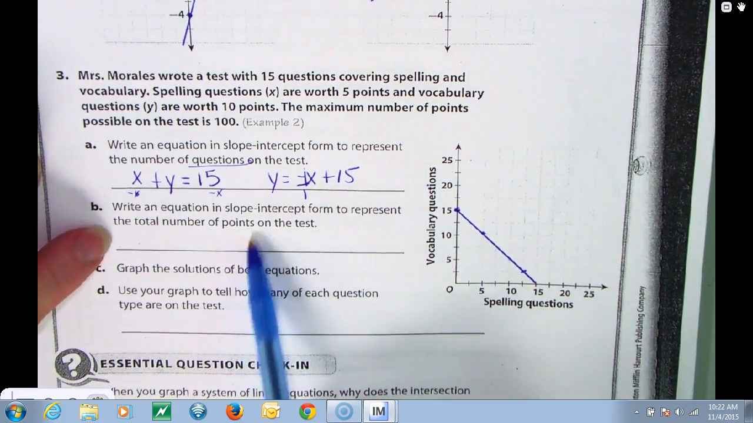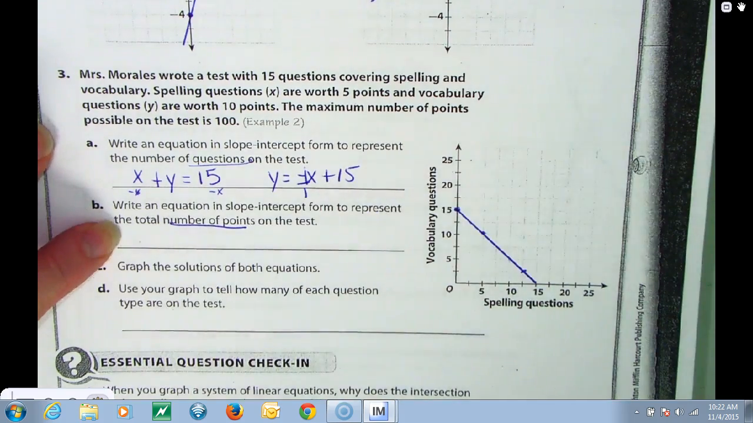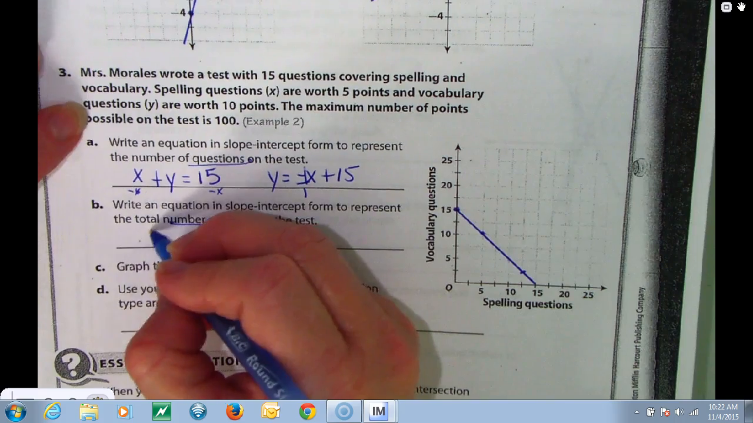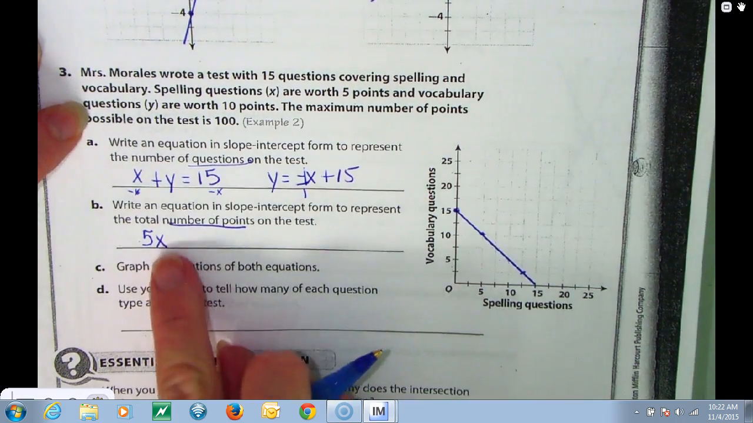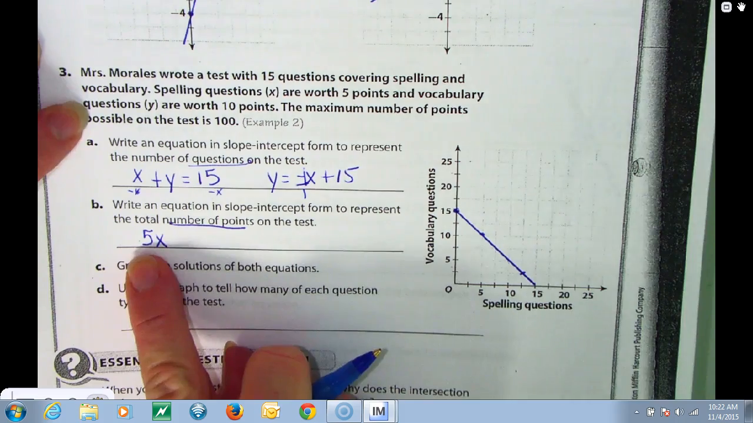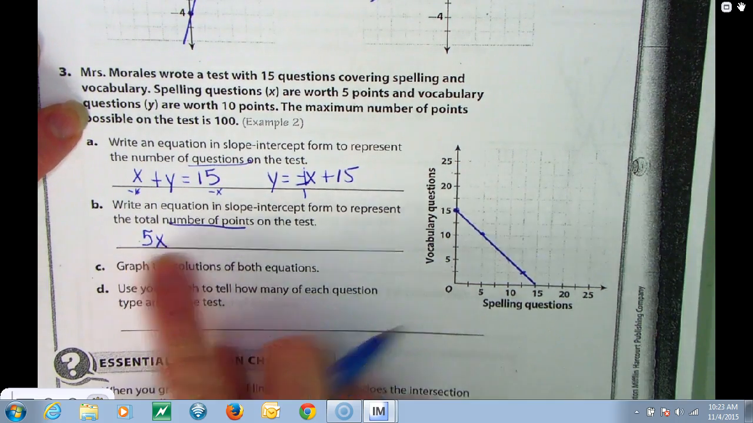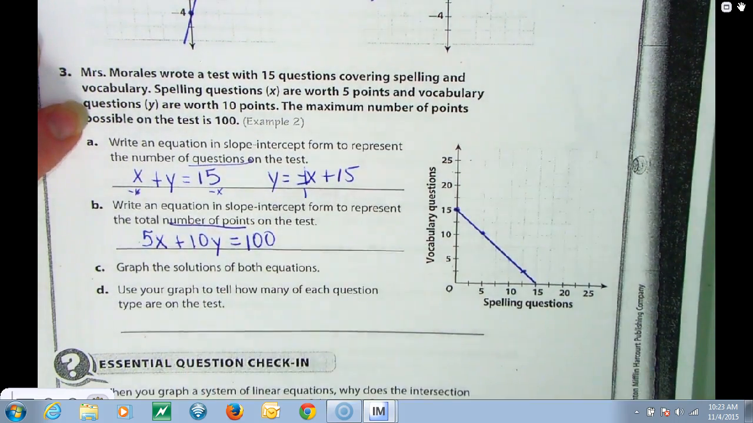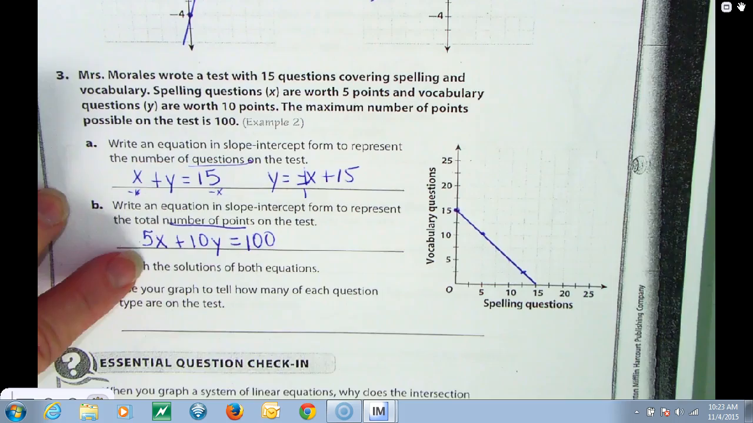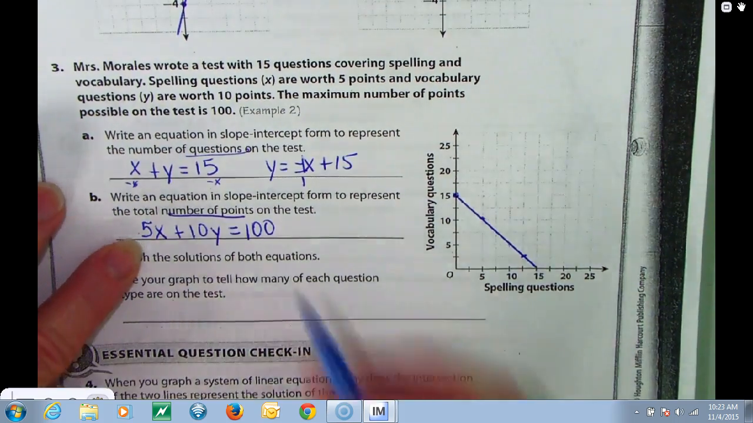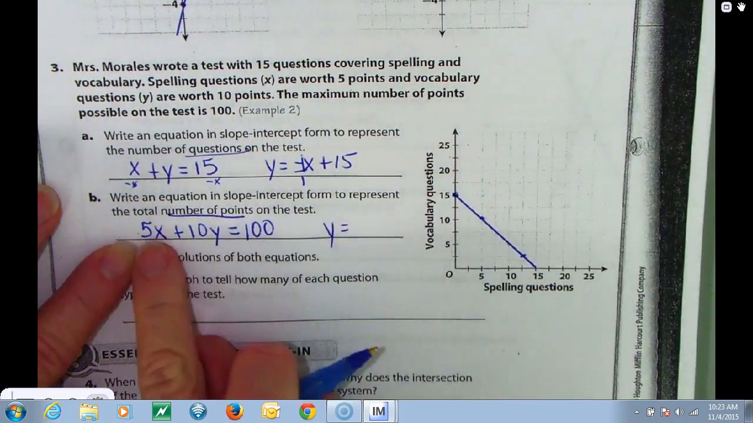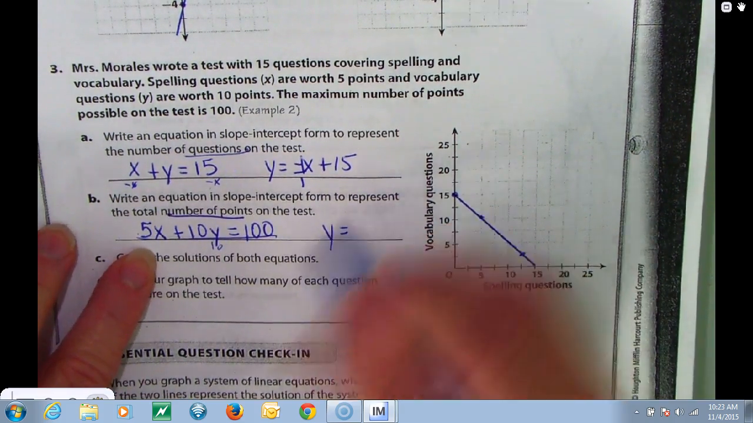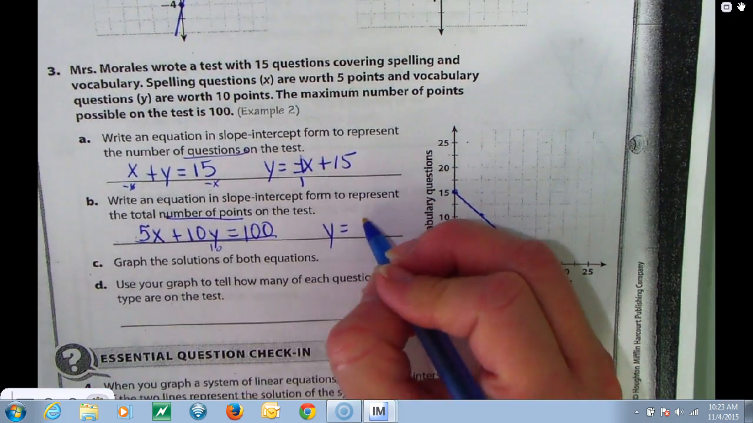Now on B, it says to write it according to the points. Well, the spelling questions are worth what? 5. So if you take the number of spelling, multiply by 5, that's how many points you're going to get from the spelling. Plus, the vocabulary is worth 10. And that's going to be a total of 100. Now, I'm going to work it for you so it'll be in this form. I'm going to divide everything by 10, and then I'm going to move that x over. Just trust me on this.